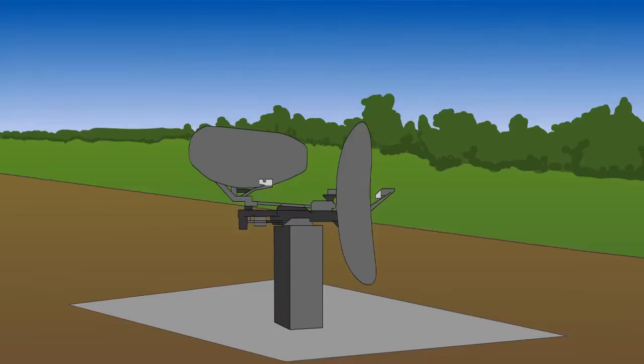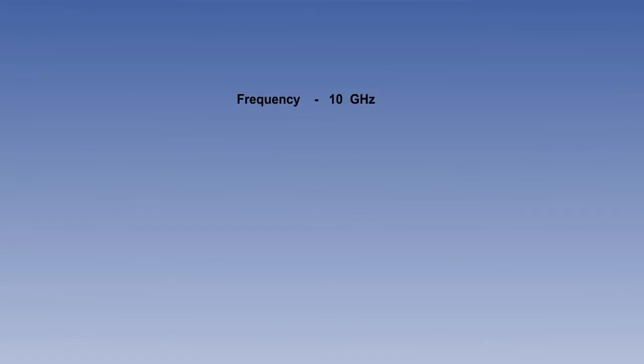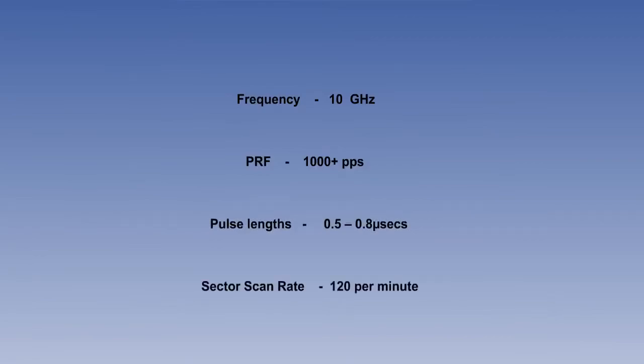There are 2 separate radars, one for azimuth and one for glide path, but they both have very similar characteristics. The frequency is around 10 GHz. PRFs are 1000 pulses per second or more. Pulse lengths are between 0.5 and 0.8 of a microsecond. The aerials do not rotate. Instead, they scan over a narrow sector.